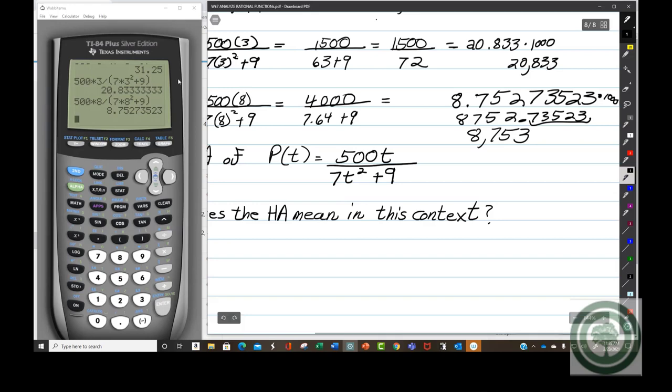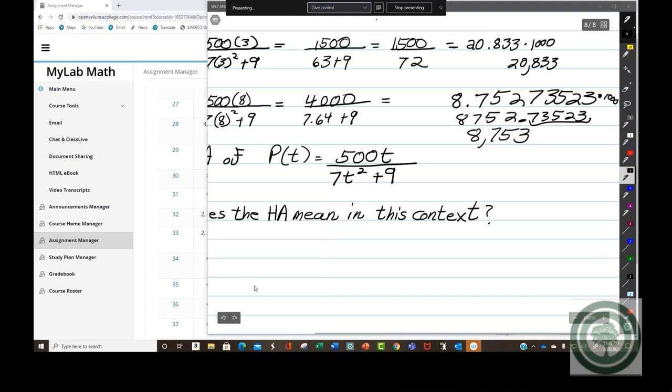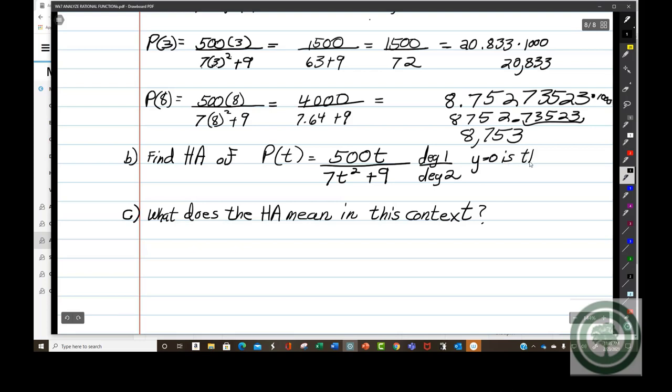So you remember being in Miss Rademacher's class and finding the horizontal asymptote. Well, let's see what this trend is going to be. Here, the degree of the numerator is 1. The degree of the denominator is 2. So y equals 0 is the x-axis. What does that tell you? What is y on the x-axis? It's 0.